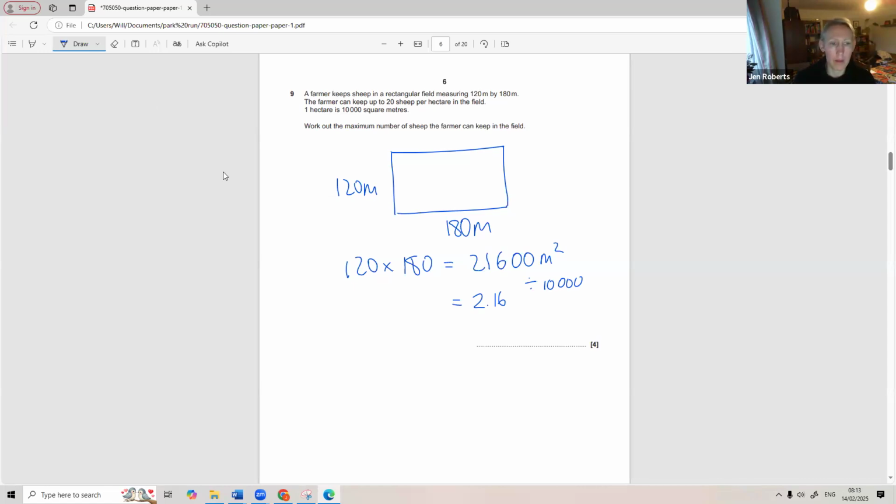Let's rub this little bit out here. So that's 2.16 hectares. So we can keep 20 sheep per hectare. So I'm just going to times that by 20 to get 43.2, which is 43 sheep.